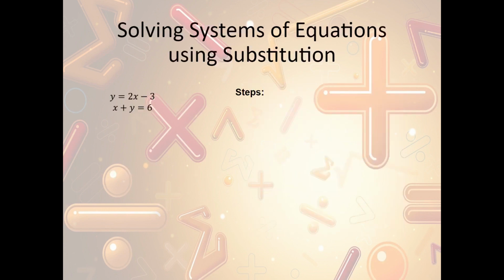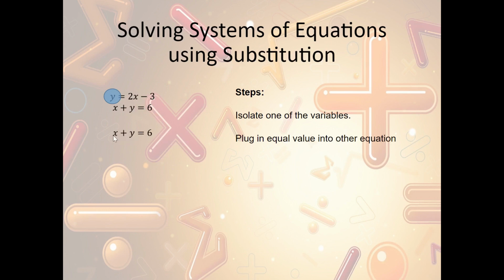Now let's talk about how we can solve these systems using substitution. So we have two equations here: y equals 2x minus 3, and x plus y is equal to 6. The first thing we're going to do is isolate one of the variables, which means we're going to get one of the variables by itself on one side of the equal sign. Well, the nice thing is we already have that right here. We have y isolated. So we know that y is the same thing as 2x minus 3. So what I'm going to do is plug in the value on the other side for y into the other equation. So I have x plus y is equal to 6, but y is really equal to 2x minus 3. So I'm going to plug that in.